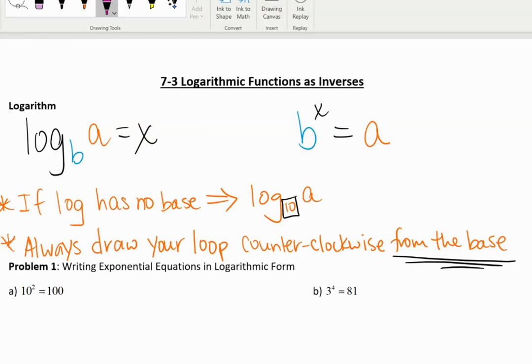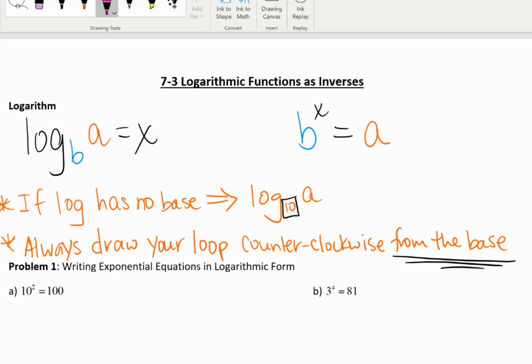Okay, so our next section starts with the logs. Logarithms are going to be another way we are able to find a missing value. We're going to be switching back and forth from log form to our exponential form. So we start with log base b of a is equal to x, and then we'll be able to get to that exponential form that we're more familiar with.